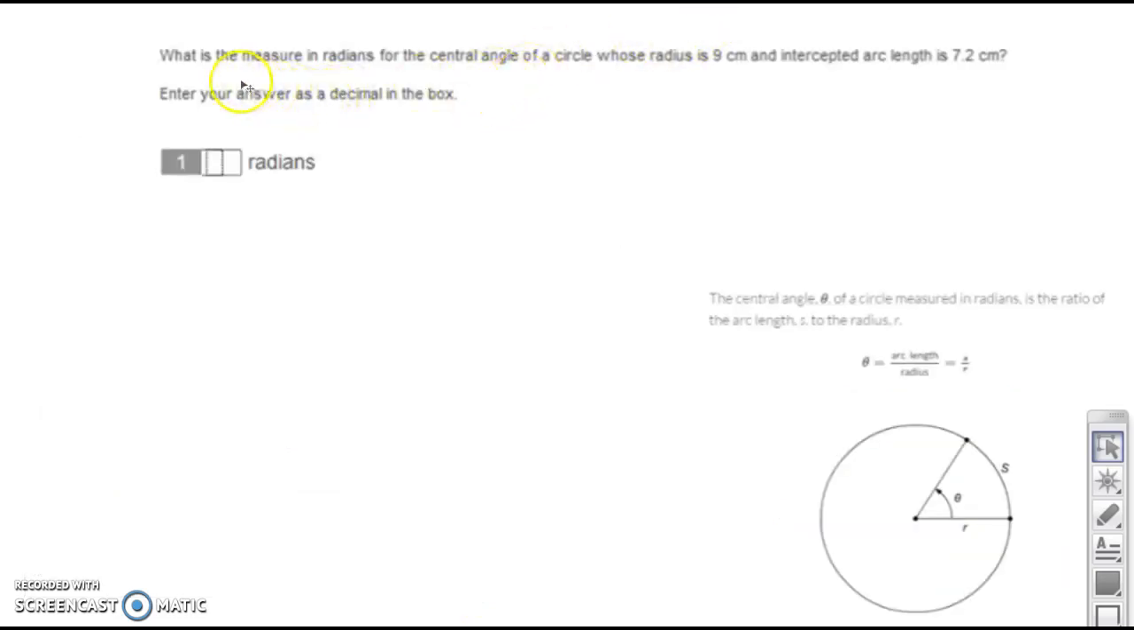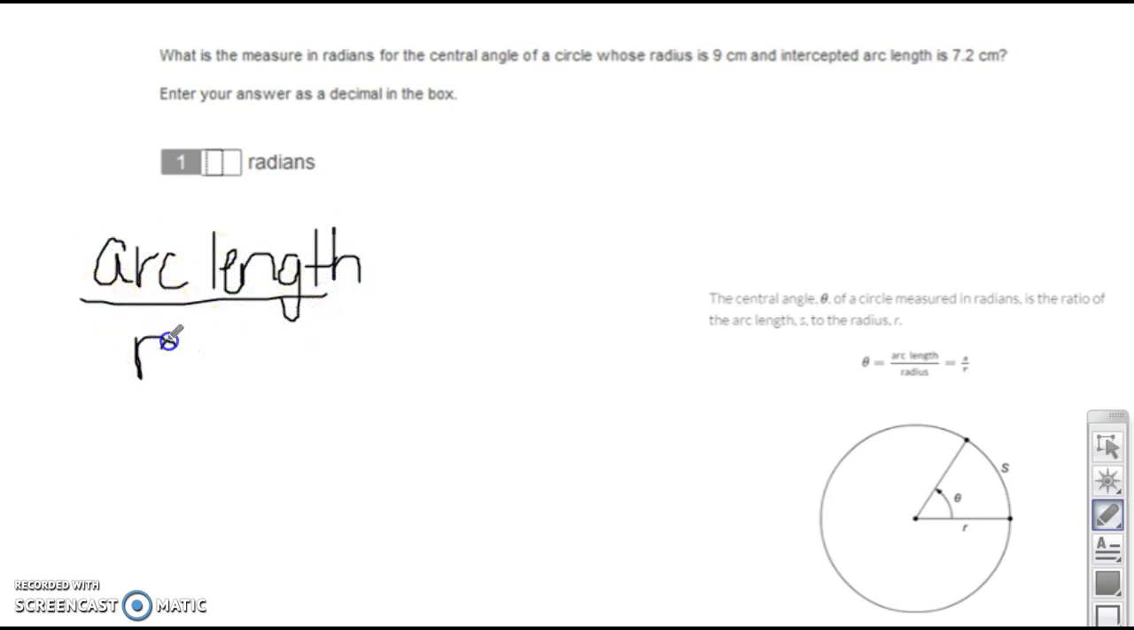The first question. What is the measure in radians for a central angle of a circle whose radius is 9 and intercepted arc length is 7.2? Alright, well we're just trying to figure out the measure in radians. So we just need to use our little definition of radians here. To get radians, you take the arc length and you divide it by the radius.